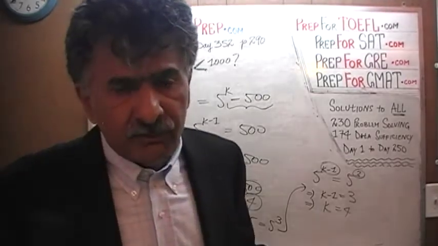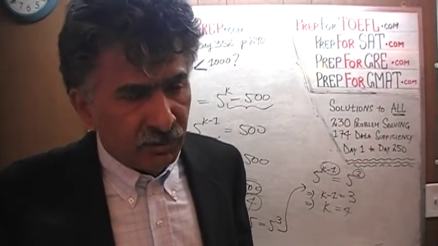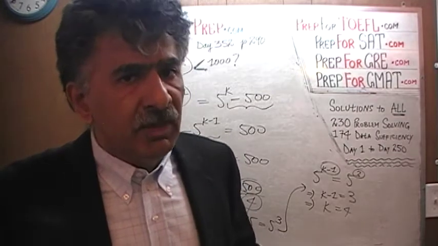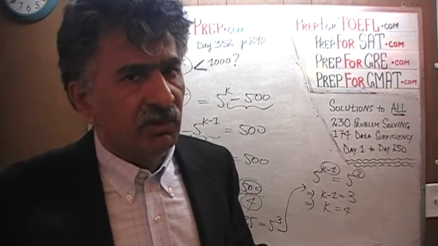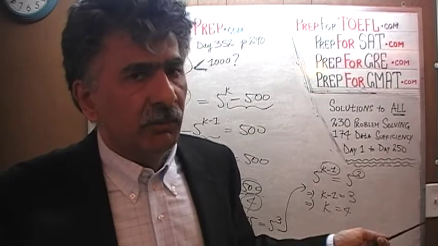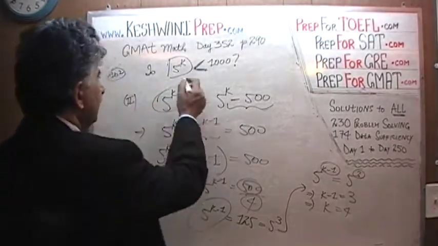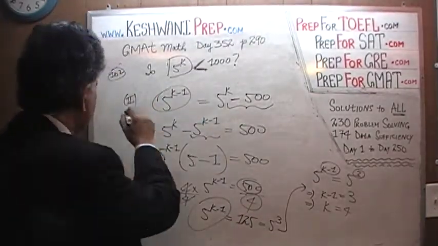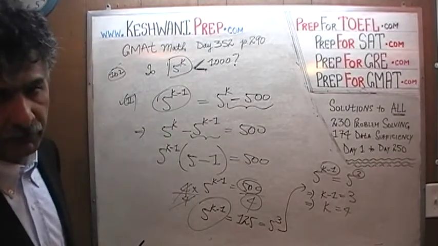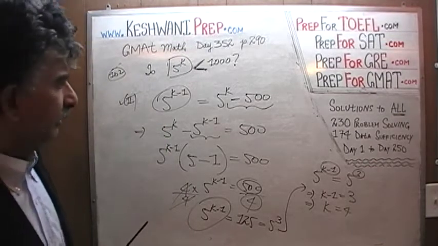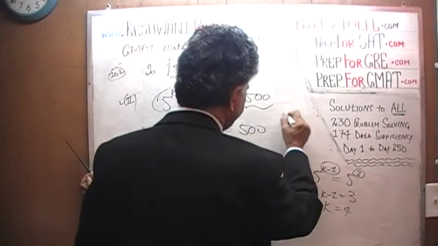It doesn't matter whether the answer turns out to be yes. It doesn't matter whether the answer turns out to be no. The point is, we will be able to give a definitive answer. Once we know the value of k, we are able to give a definitive answer whether this quantity is less than 1,000. Therefore, the second statement by itself is also sufficient. The answer of this problem is D.